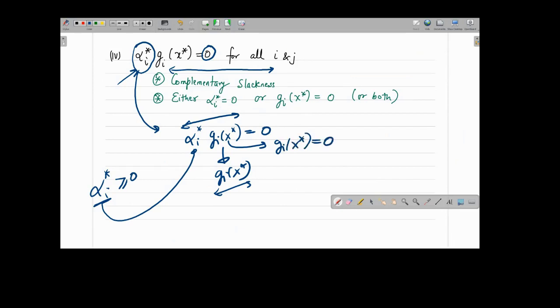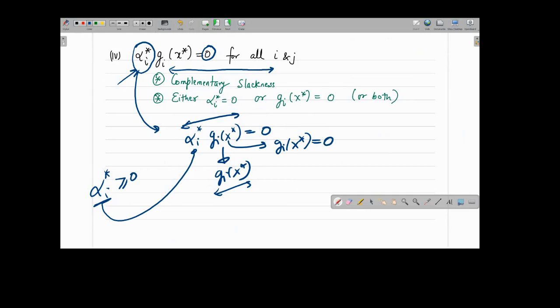If your g_i(x*) is 0, then there is no point in putting alpha_i equal to 0. It can be greater than 0 also because the multiplication of that will be equal to 0. Are you getting this constraint? Okay. So this is basically called the complementary slackness condition. Keep this in mind because we will come back to it, I think 2-3 times, to make you understand why this will result in support vectors in the support vector machine.